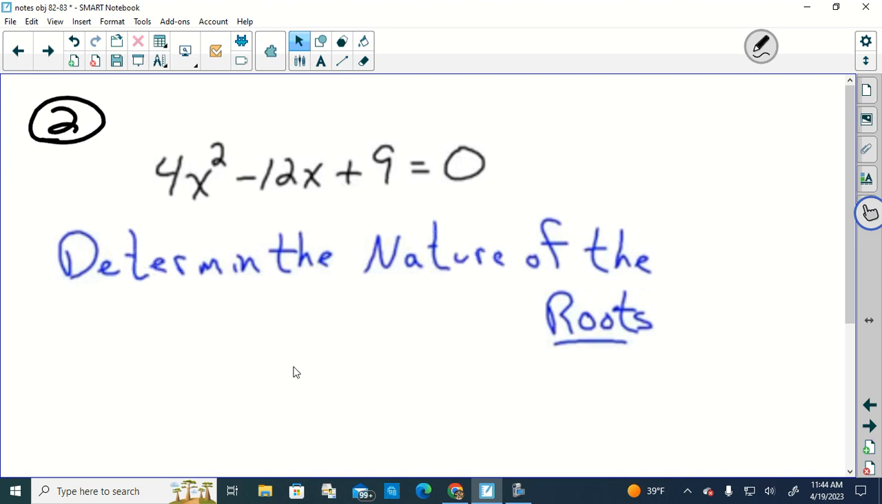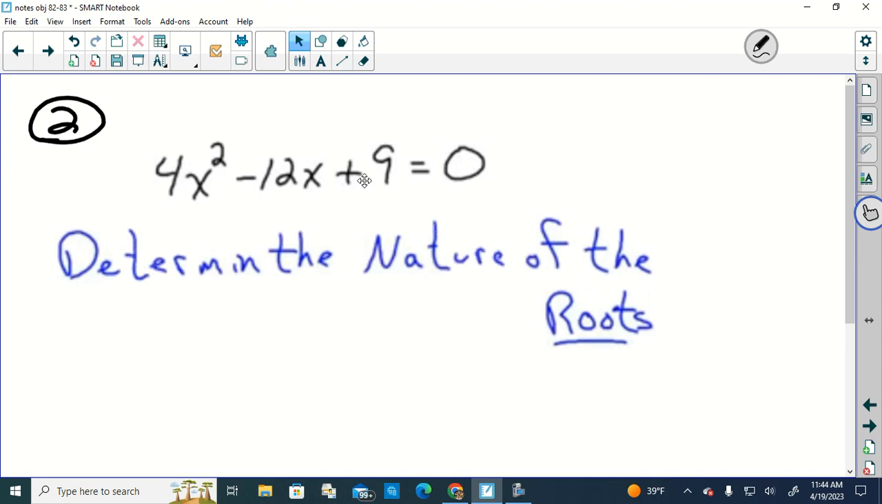It didn't ask for this, but what did you get for the discriminant? 0, right? Because when you squared 12, you would have got 144, right? And then a negative 4 times 9 actually gives you 144. So 144 minus 144 is 0. So the discriminant would be 0.